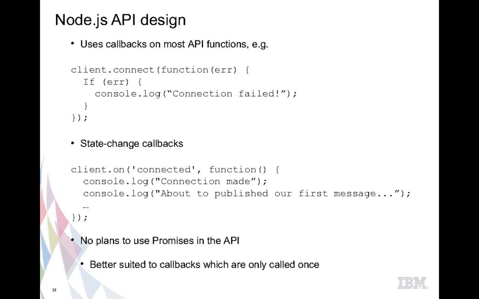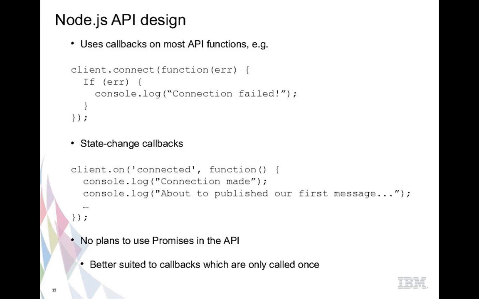So we have done require. We have created an instance of client. The next thing is to connect the client. As part of connecting the client, if we fail, the function error is the one which gets fired in case we fail to connect, and that's where you have to handle application logic to fix the error or to take corrective actions. And then we have state change callbacks as well.